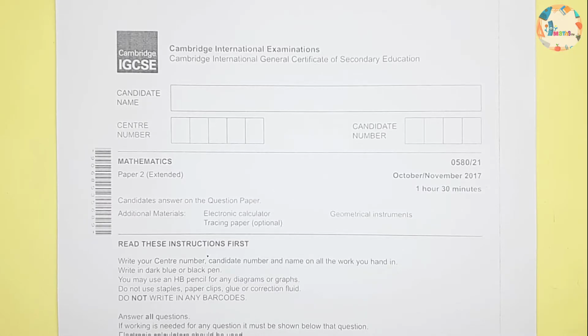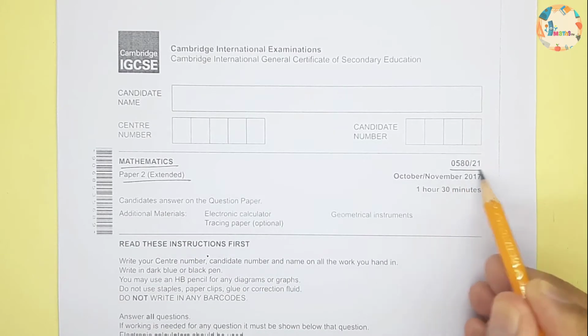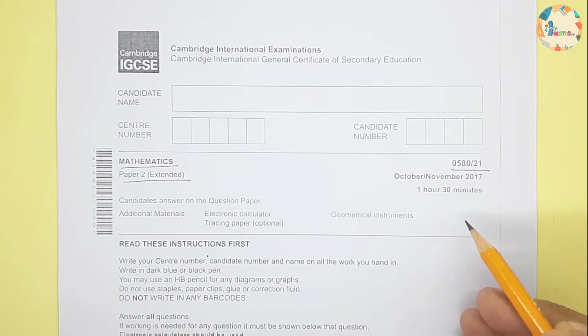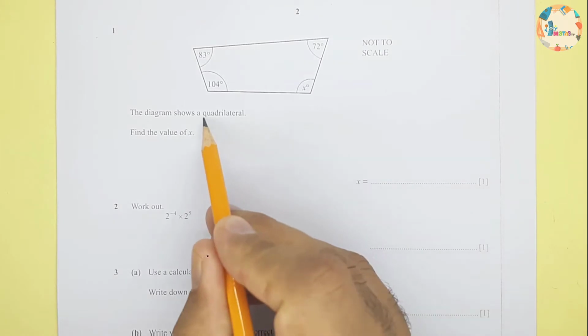Hi guys, today we'll be going through IGCSE Mathematics Paper 2 Extended 058021 October November 2017. Question number 1. Diagram is provided. The diagram shows a quadrilateral.